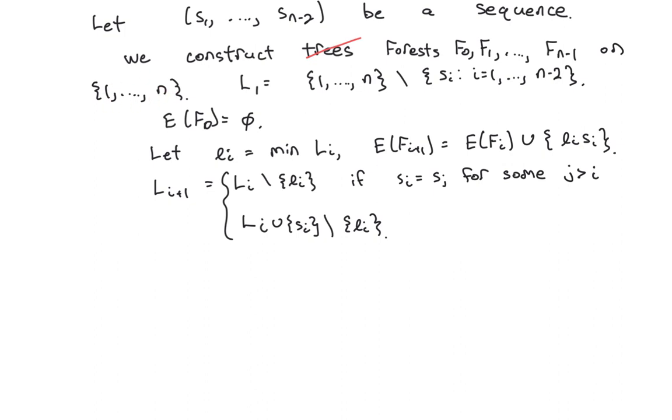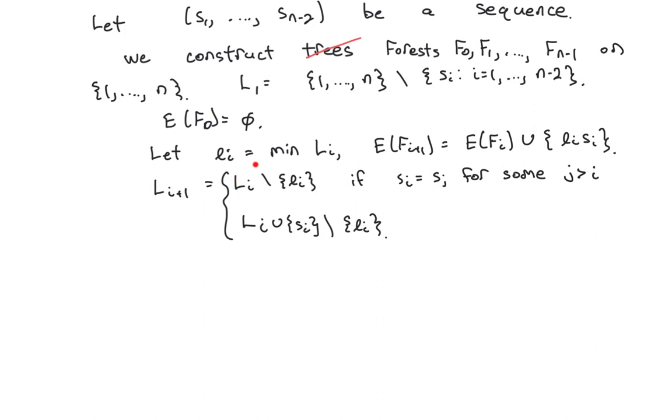And so I'm going to define a set of potential leaves, L1, to be the integers 1 through n take away the entries of the sequence. In other words, the things that we know end up being the leaves of the final tree. And I'm originally going to define my edge set to be empty. And so then we're going to iterate the following process. We're going to take the minimum element in our list of potential leaves. And then we're going to take our forest and we're going to add an edge between this leaf and the next entry in our sequence, Si.